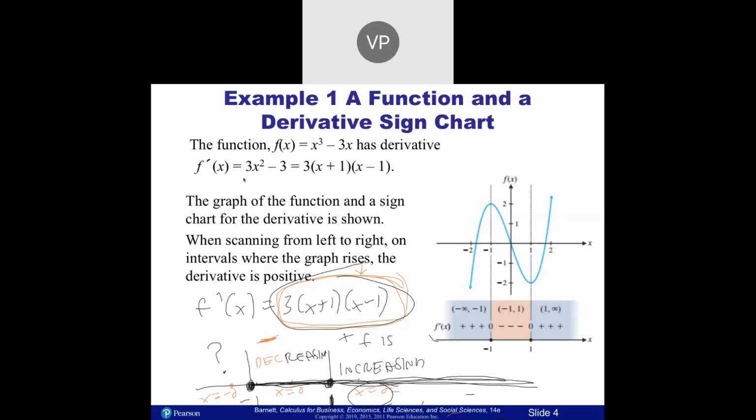And lastly, I'll take another test point. Like I said, I'll test -2. When you plug in -2, you get 3 times -1 times -3. You get a positive times a negative. That's a positive. So my function is increasing in this area as well. And this correlates to the picture that you see right here. Assuming we didn't know the picture, we're going to use this information to help get a better picture.